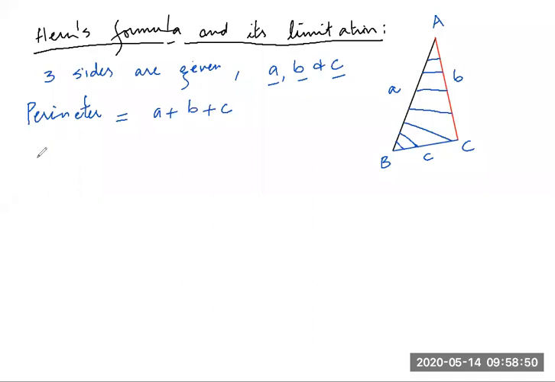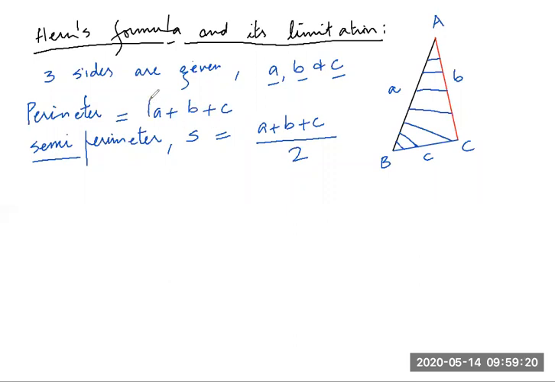Now I define something which is the semi-perimeter. I denote semi-perimeter by S. We know that the word semi can always be used to mean half of something. So if perimeter is A plus B plus C, then the semi-perimeter is A plus B plus C divided by 2, half of this. Now, once you know the semi-perimeter, you can easily find the area of the triangle.